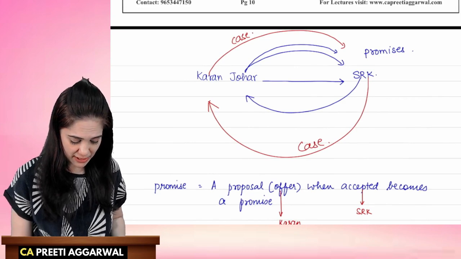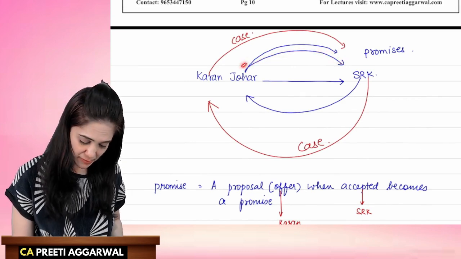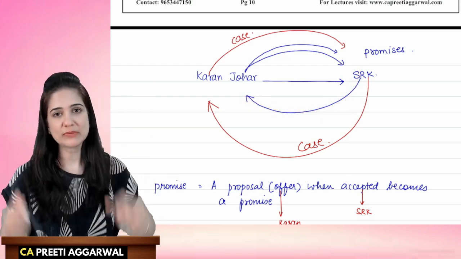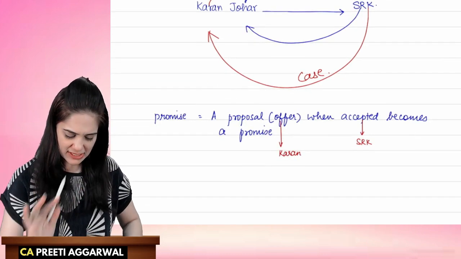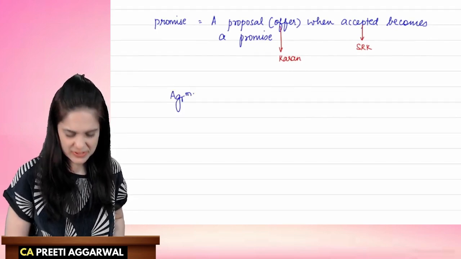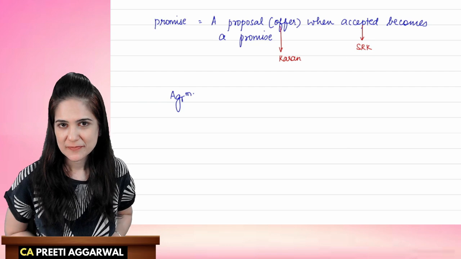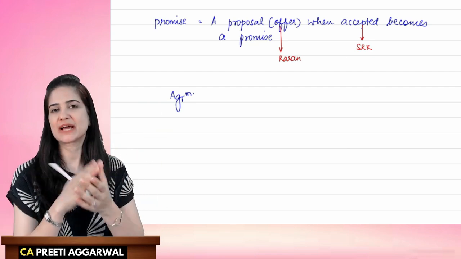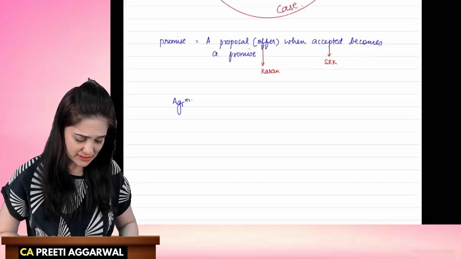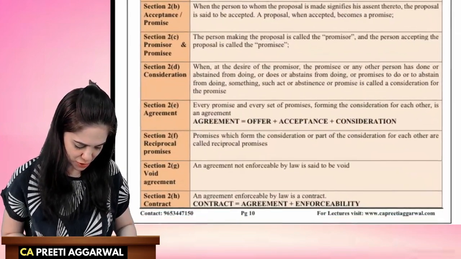Will you work in my movie? Yes. Will you give me the desired dates? Yes. Will you give me X amount of money? Yes, there were many promises. When all these promises come together, it forms an agreement. How is agreement defined? See, I have mentioned the definition over here.